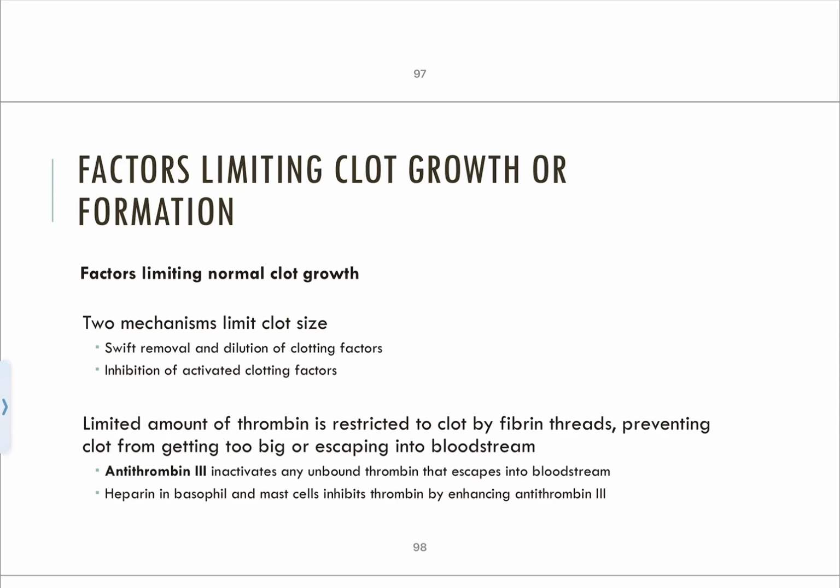So we have a limited amount of thrombin, which is going to be restricted to the clot by those fibrin threads, which we just talked about, and that's going to help prevent the clot from getting too big and or escaping into the bloodstream, where it can form a clot somewhere else where we don't actually want it to. So we have antithrombin 3, which inactivates any unbound thrombin, so it doesn't escape into our bloodstream and go on to do damage elsewhere. Also the heparin that's in basophils and mast cells can inhibit thrombin by enhancing antithrombin 3.